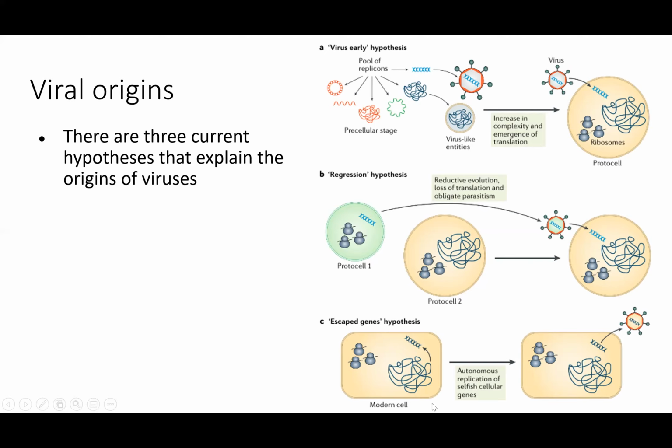And then finally, there's the escaped gene hypothesis, which is very similar to the early virus hypothesis, where a gene or a set of genes escaped and was capable of autonomous replication. This sort of autonomous replication we know occurred early on in life, as we talked about in the origins of life class, and we do know that pieces of DNA and RNA have the capacity to replicate autonomously. In terms of all of these, we believe that the regression hypothesis is the most likely, followed by the virus early process, and then finally the escaped gene hypothesis.